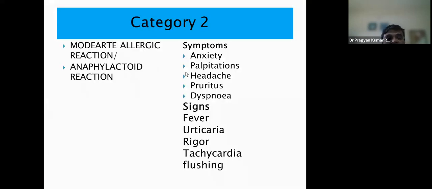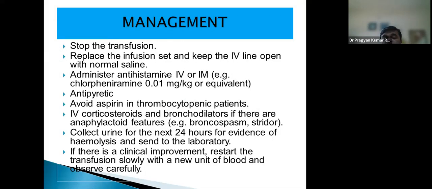Category 2 is a moderate allergic or anaphylactic reaction, with symptoms of anxiety, palpitation, headache, pruritus, and dyspnea. Signs include fever, urticaria, rigor, tachycardia, and flushing. Management: you have to stop the transfusion, replace the infusion set, and keep the IV line open with normal saline. That is very important. In a minor reaction you can continue, but in a moderate reaction, please stop, change the IV set, and wait. Administer antihistaminic and antipyretic, and avoid aspirin in thrombocytopenic patients. IV corticosteroid and bronchodilators can be considered if there are anaphylactic features like bronchospasm and stridor. Collect urine for the next 24 hours for evidence of hemolysis. If there is clinical improvement, restart the transfusion slowly with a new unit of blood and observe carefully.